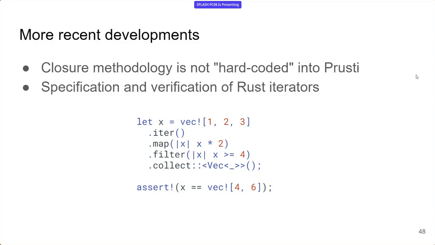Do you have any idea how to handle interior mutability in Rust? I would say that's not related to this talk, but yes, we are working on it as part of the Prusti group. But it's not my line of work, so I cannot tell you very much about it.